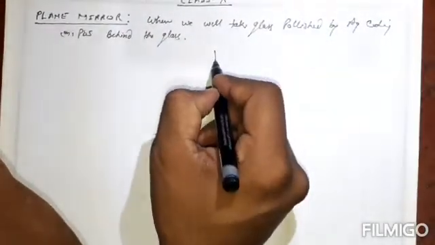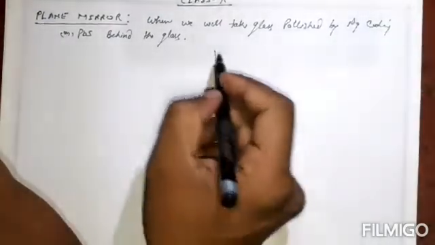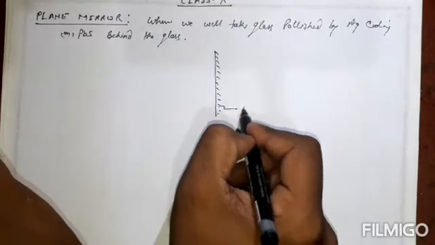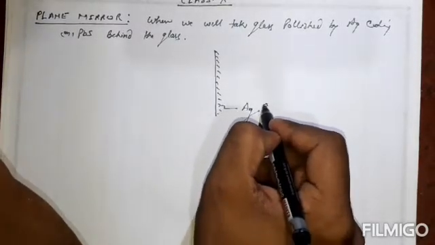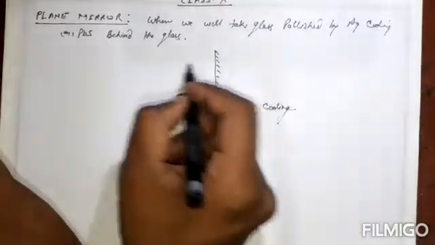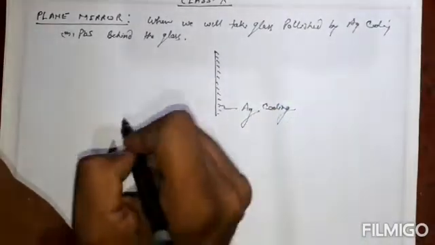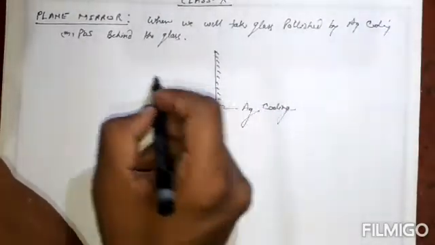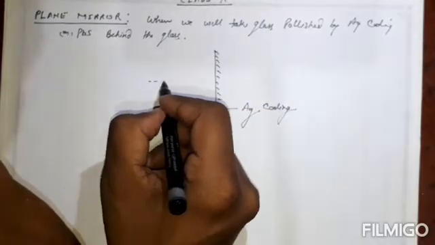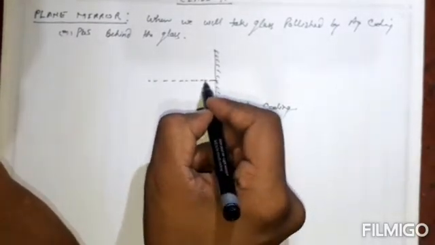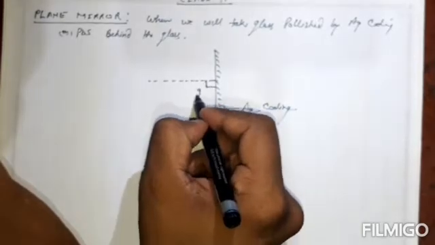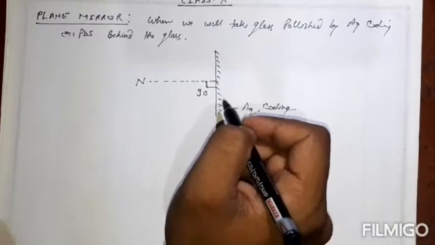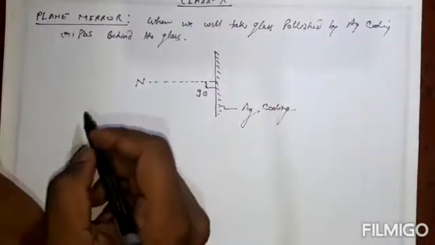Suppose this is a simple glass, then we polish a silver coating behind it, and this creates a mirror. The normal of the plane mirror is the line perpendicular to it. We draw a line perpendicular to the mirror, and this is called the normal.